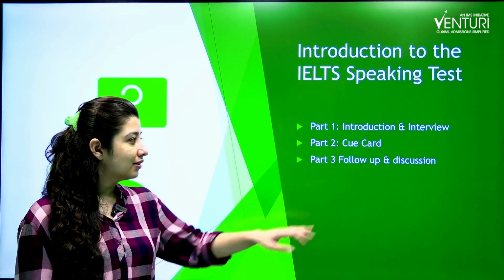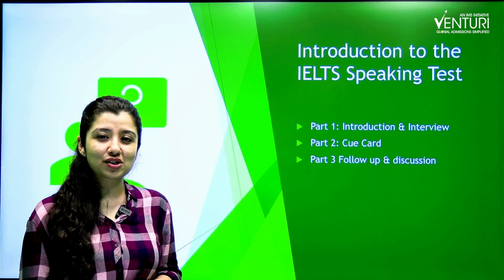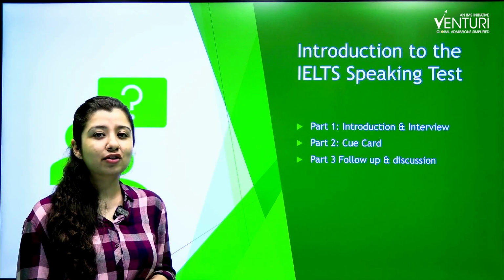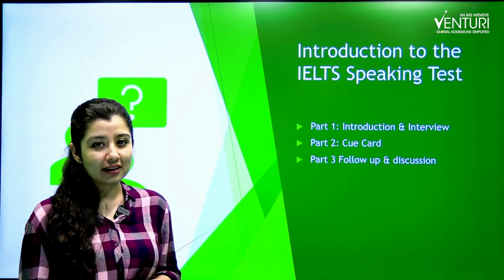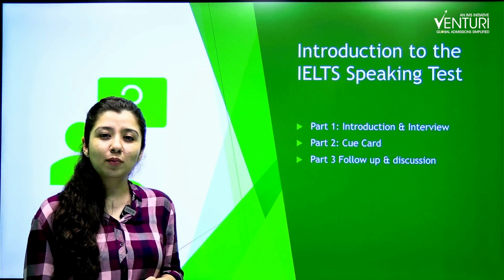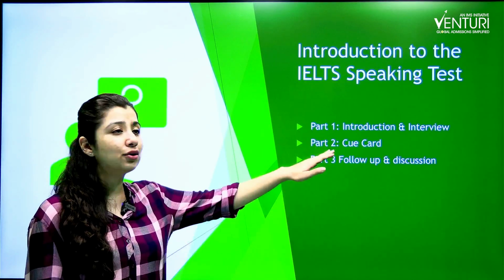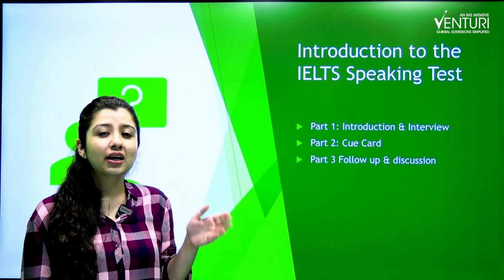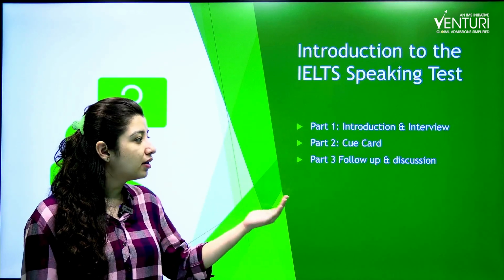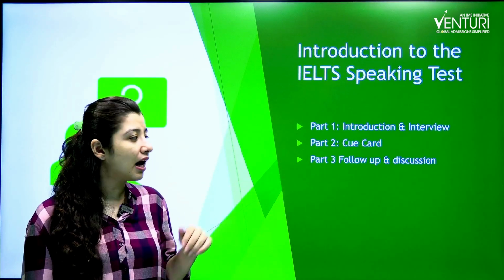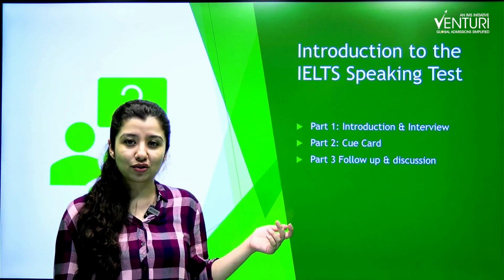Apart from that, in the second part, you will be given a question along with 3 to 4 bullet points. You will have 1 minute to prepare the story and 2 minutes to narrate it. In the next part, that is the follow-up and discussion, you will be asked questions that will be related to the cue card. Mind you, there will be no fact check of your story. It will just be to understand your opinion. This particular part will have more abstract and analytical questions.